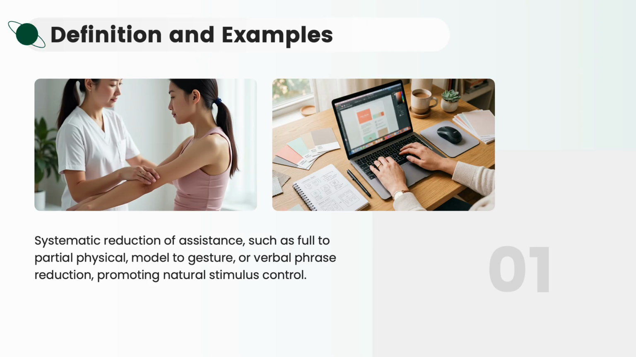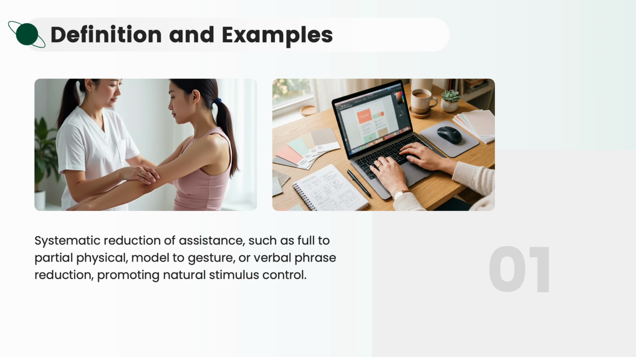Next, we have fading verbal prompts. Verbal prompts are tricky because they're easy to overuse. For an example, instead of saying, "say ball," you might fade to "ball," then eventually remove the prompt entirely. Or instead of repeating the full instruction multiple times, you reduce how many times you say it.